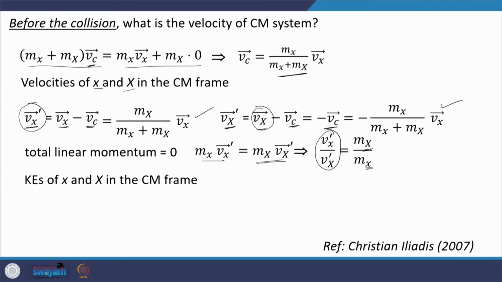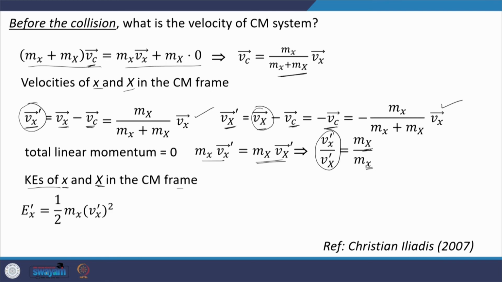Now, let us see how the kinetic energies of the projectile and the target nucleus look in the center of mass frame, because we have written the velocities of small x and capital X in the CM frame. Once we have the velocities in hand, by multiplying with half m and squaring the velocities, one can get the values of the kinetic energies.